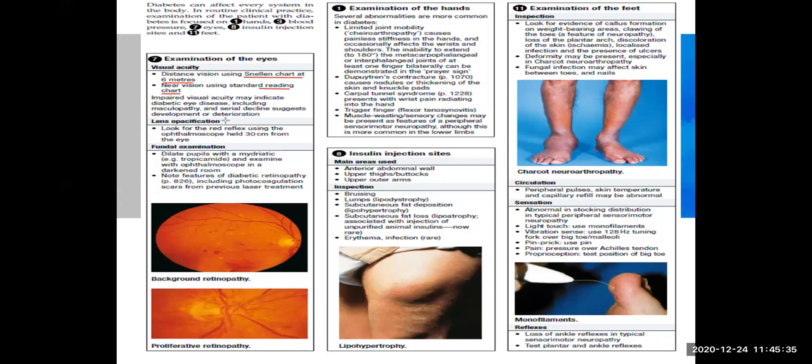Opacification of the lens is checked for cataract, and fundal examination is also done with the help of an ophthalmoscope. And in case of diabetic retinopathy, these are the findings: background retinopathy and proliferative retinopathy. In background retinopathy, there is microaneurysm formation. There may be some exudation, but in proliferative retinopathy, there is synthesis of new blood vessels inside the retina. These are the very important points for you.